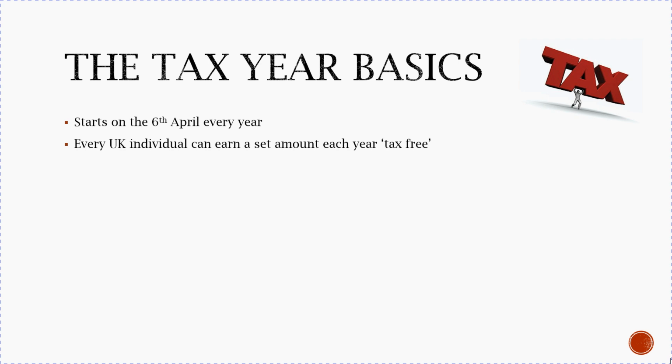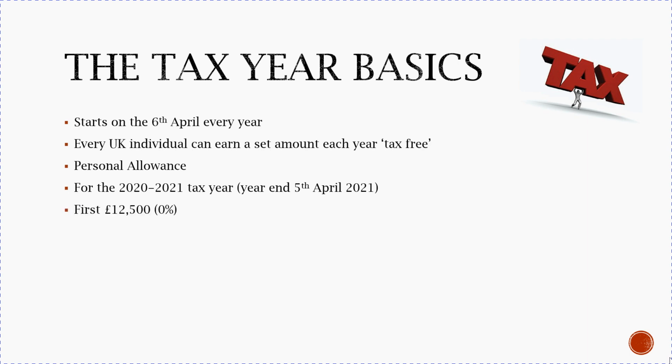Every UK individual, man, woman and dog, can earn a set amount each year, quote unquote, tax free. Now, at the time of recording, the personal allowance for the 2020-21 tax year, which means the year ending 5th of April 2021, is £12,500. So as an individual, you can earn that amount and pay no tax. No questions asked. That's just what you can earn.